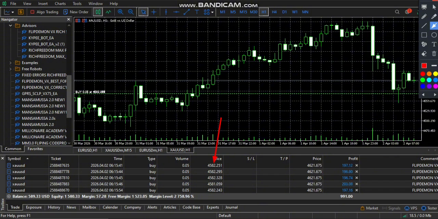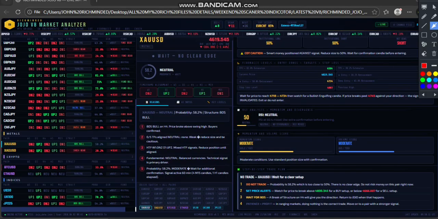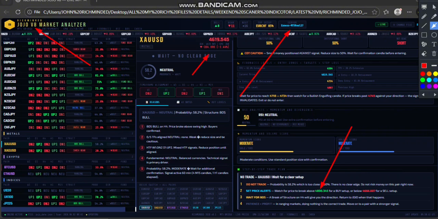And here's the thing that amazes people the most. While these trades were running, I did not sit here clicking buttons. The robot handled everything. I simply monitored. I confirmed the setup with the JOJO analyzer, and I let the system do what it was built to do. That's what financial freedom looks like in practice. Your money working for you, your system working for you, while you focus on other things.